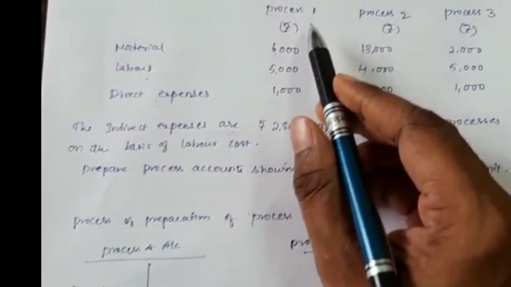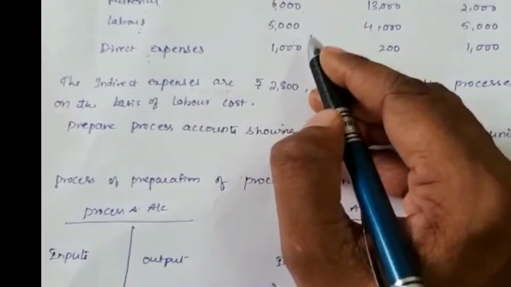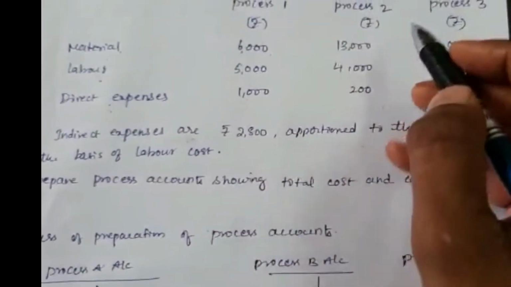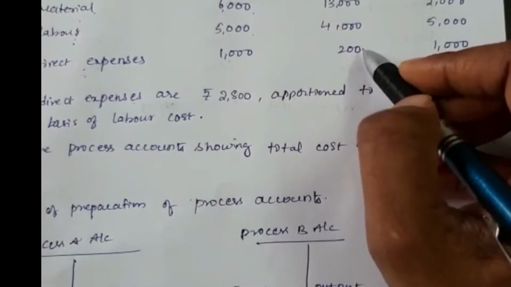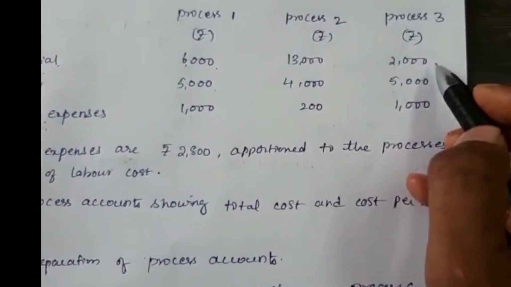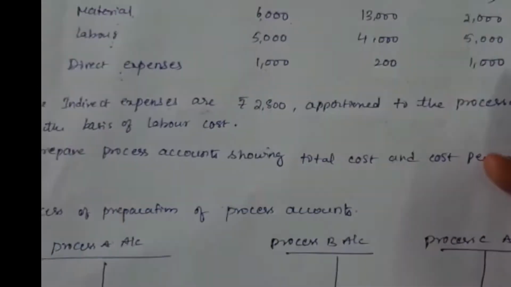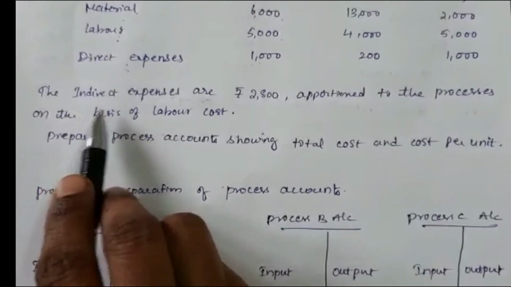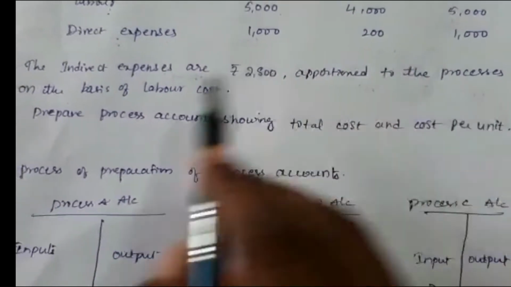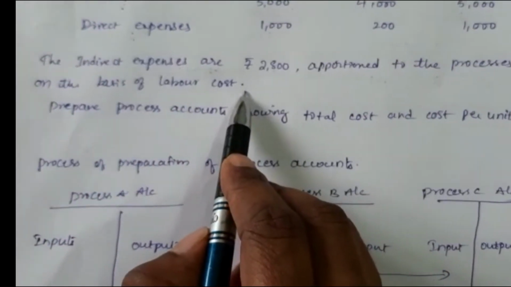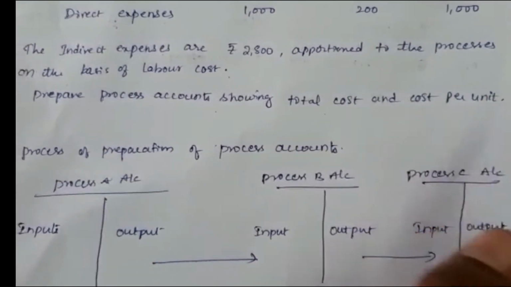Under process 1, material is 6,000, labor 5,000 and direct expenses 1,000. Under process 2, material 13,000, labor 4,000, direct expenses 200. Under process 3, material 2,000, labor 5,000 and direct expenses 1,000. Apart from this, the indirect expenses are rupees 2,800, apportioned to the processes on the basis of labor cost. Prepare process accounts showing total cost and cost per unit.